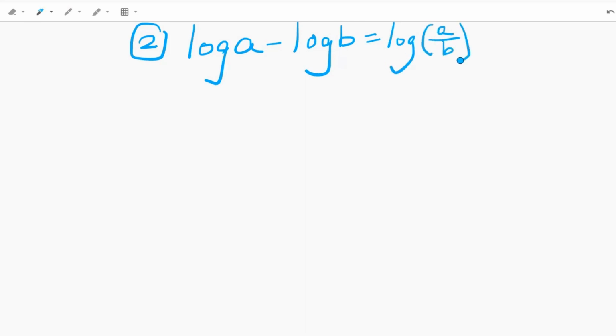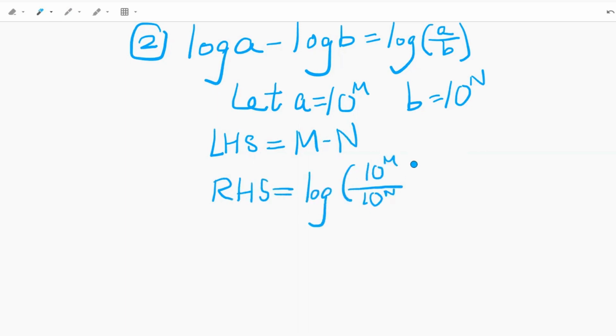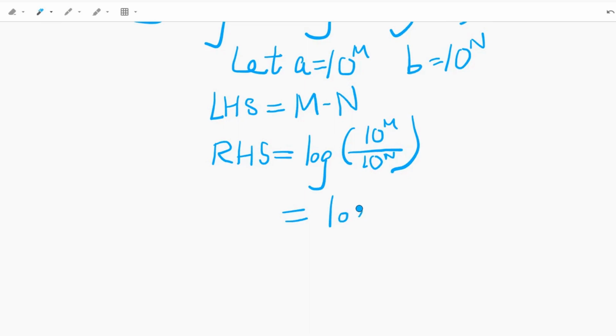Our second identity is log a minus log b equals log a over b. So basically, it's the subtraction between two logs with the same base, and that would equal the log of their arguments divided by each other. Our first steps are very similar to the last identity, and the left hand side would simply be equal to m minus n. As for the right side, we can subtract the powers, so we get m minus n as well.